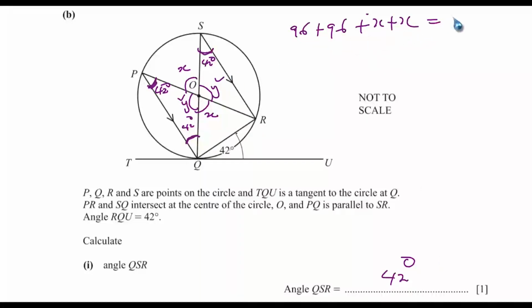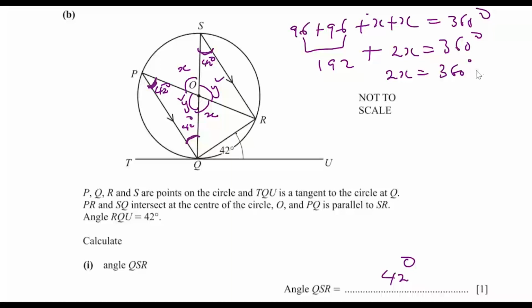So they add up to 360 degrees. Okay, so if you add 96 to 96, you get 192. Add 2x equals 360 degrees. Collect like terms, so that means 2x will be equal to 360 degrees subtract 192. You have 2x equal to 168, and if you divide both sides by 2, you have x equal to 84. Okay, so that is one way of getting your answer here, and you can easily do something interesting.